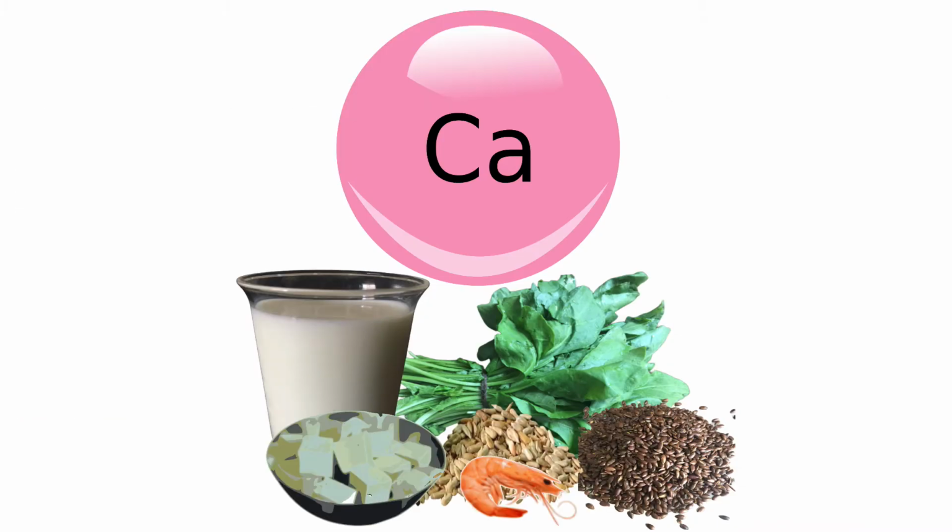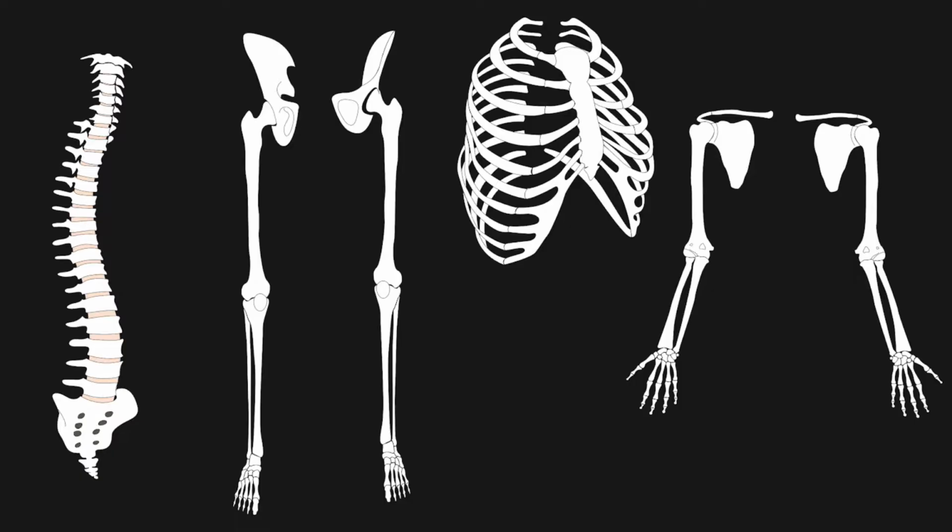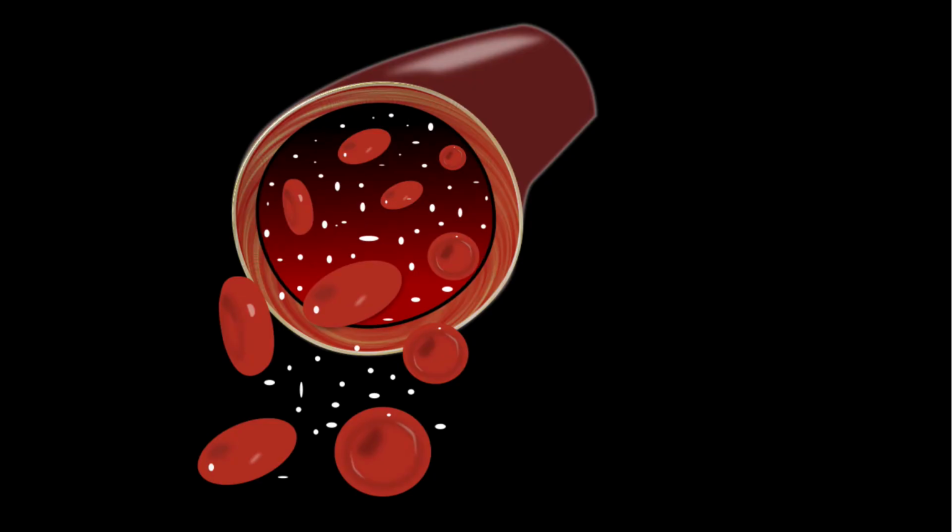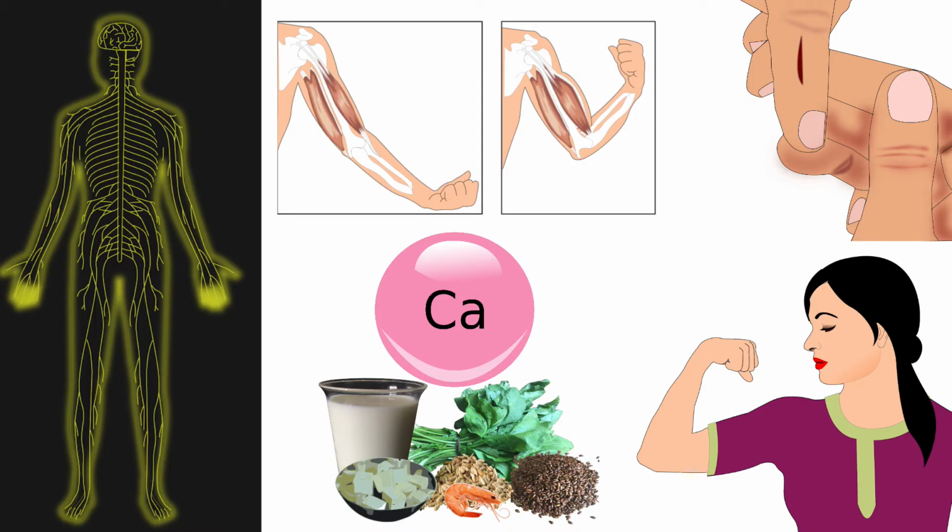Calcium is the most abundant mineral in our body. 99% of the body's calcium is found in bones and teeth. The remaining 1% is present in the blood. The role of calcium in our body has been explained in another tutorial. Please visit our website for these tutorials.